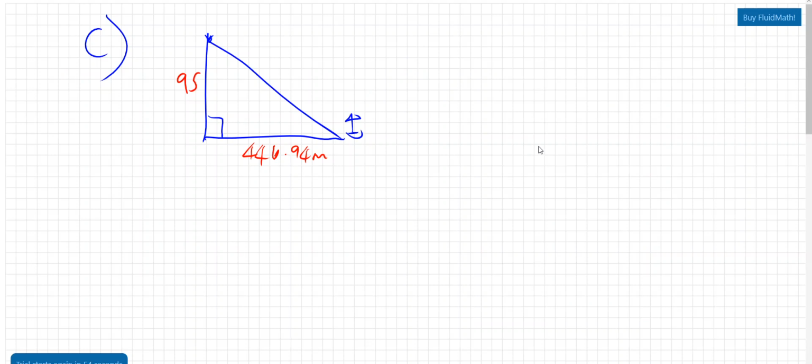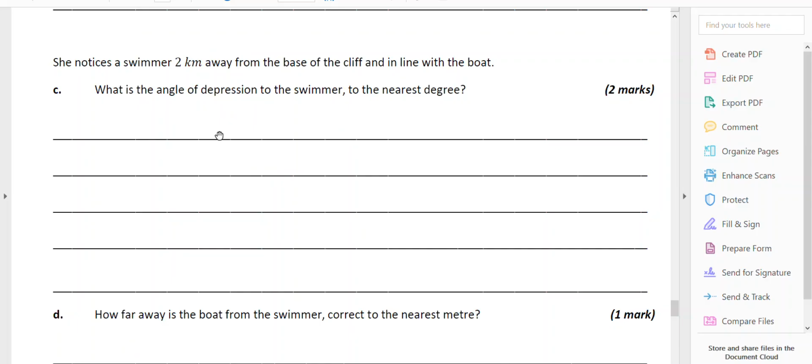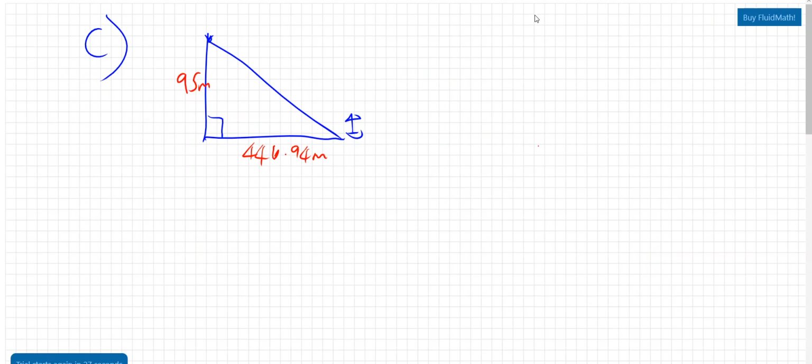Okay, and so over here, I have drawn what we found before. So there's my cliff, 95 meters. I have found from this point to that point to the boat, the cliff to the boat is 446.94 meters. And it says that she notices a swimmer 2 kilometers away from the base of the cliff, but in line with the boat. So where would 2 kilometers be? Now remember, we are suddenly using different units. So 2 kilometers is equal to how many meters? It's equal to 2,000 meters.